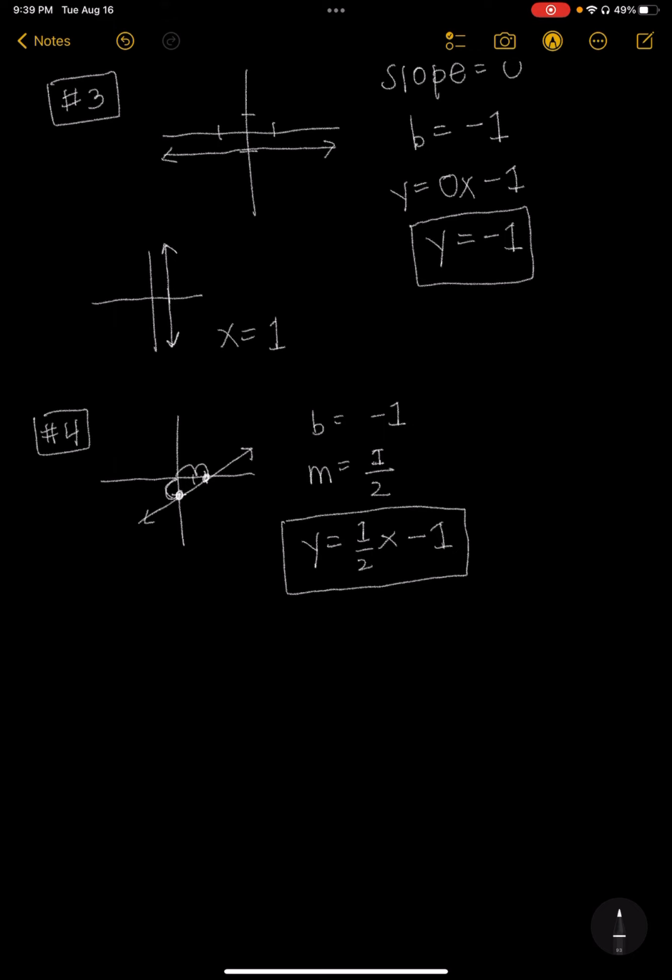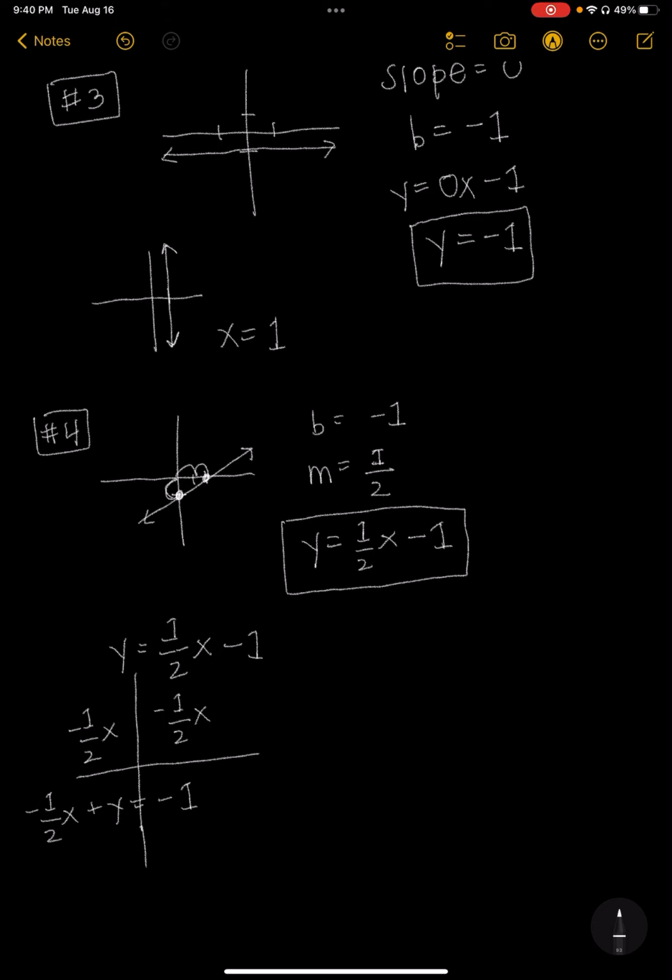Okay, now we just have to convert that to standard form. And let me rewrite it really fast. To do that, the first thing we're going to do is move the x to the left side by subtracting it over to the other side. So I get negative 1/2 x plus y equals negative 1.